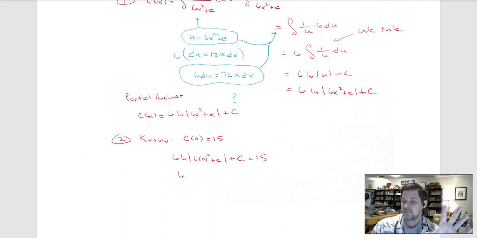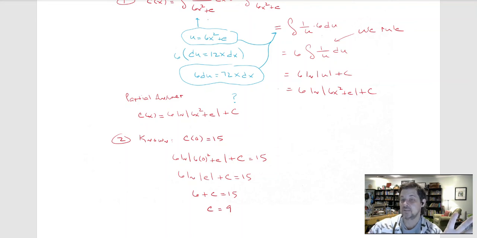So let's see, 6 natural log, 0 squared is 0, times 6 is 0, plus e is e. So I get 6 natural log e plus c is 15. Now from here, you could use a scientific calculator if you want to, or if you really understand logarithms, you won't need a calculator for this one, but natural log of e is 1. So this says 6 plus c is equal to 15. If I subtract 6 from both sides, I'll get c is equal to 9. All right, I found it.